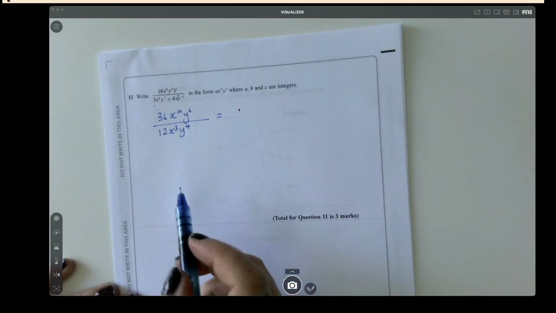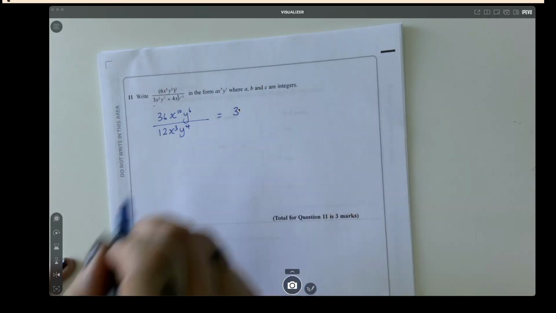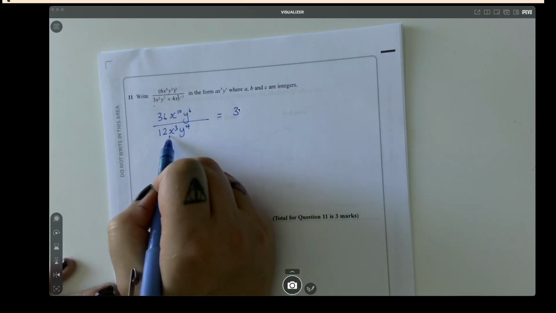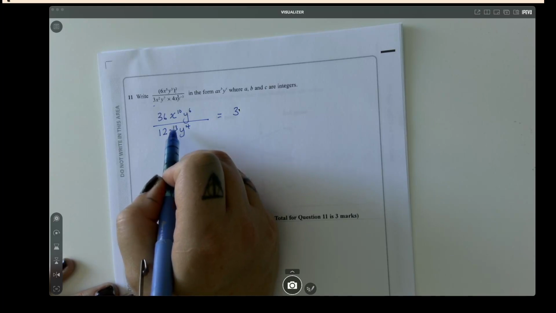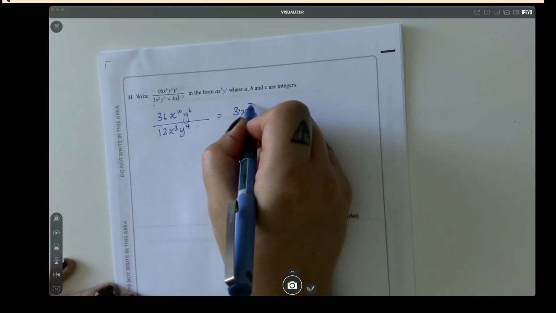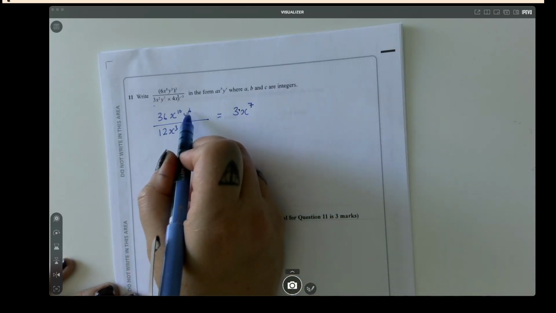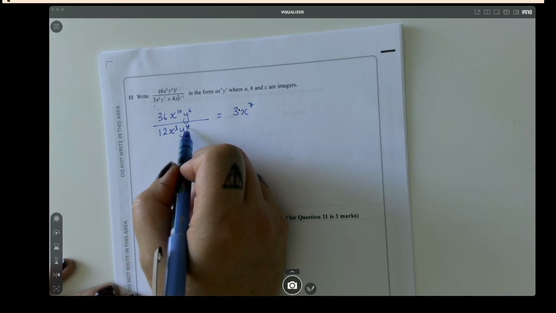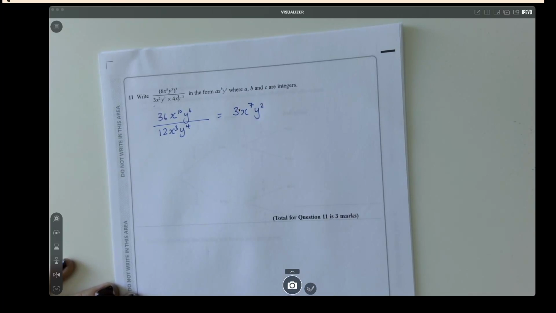Now it's a case of simplifying. So 36 divided by 12 is 3. X to the power of 10 divided by x to the power of 3. We're dividing, so the law of indices for division says we subtract the powers when the base number is the same. So that becomes x to the power of 7 because 10 take away 3 is 7. And then y to the power of 6 divided by y to the power of 4 becomes y squared because 6 take away 4 is 2.